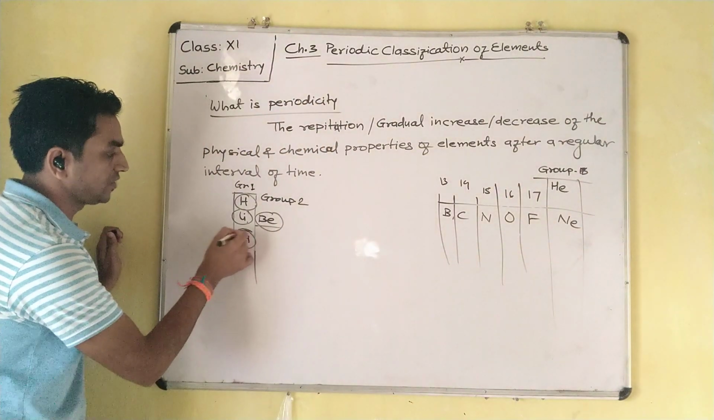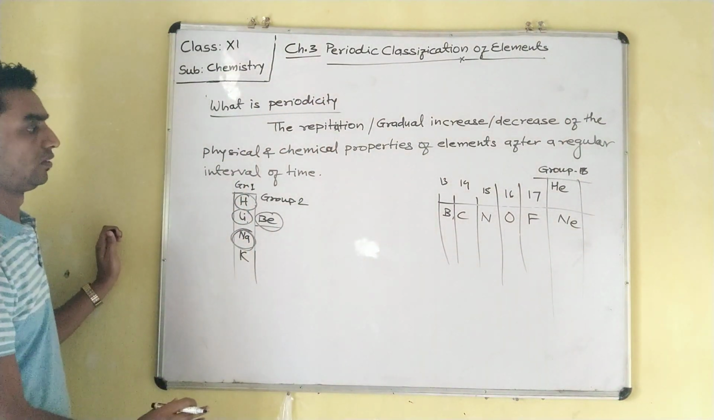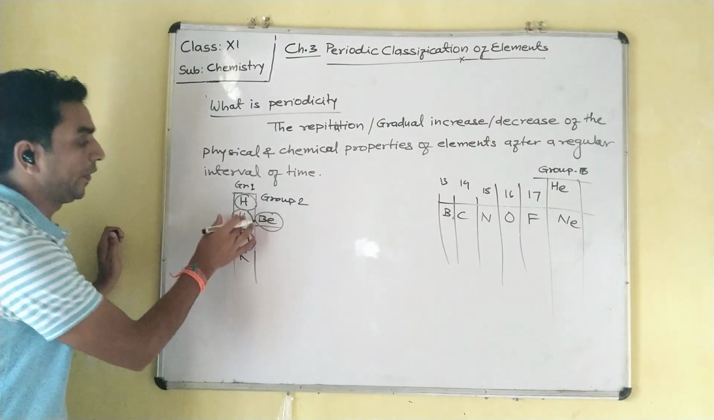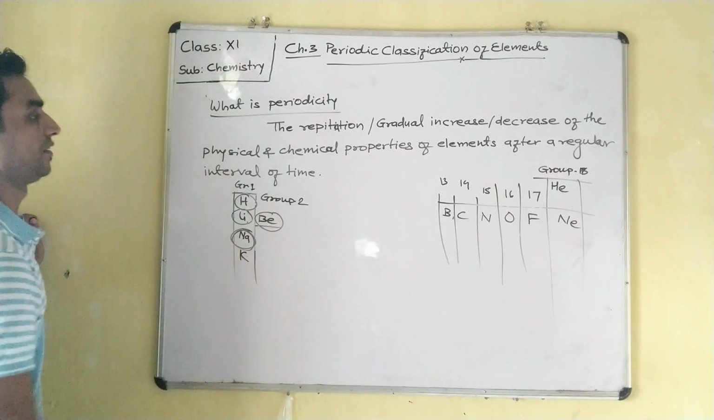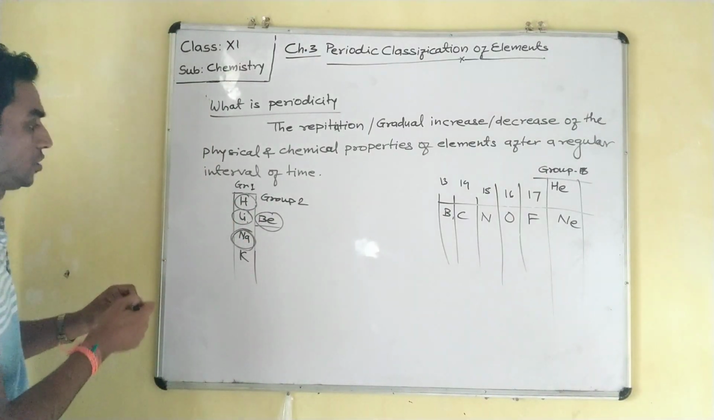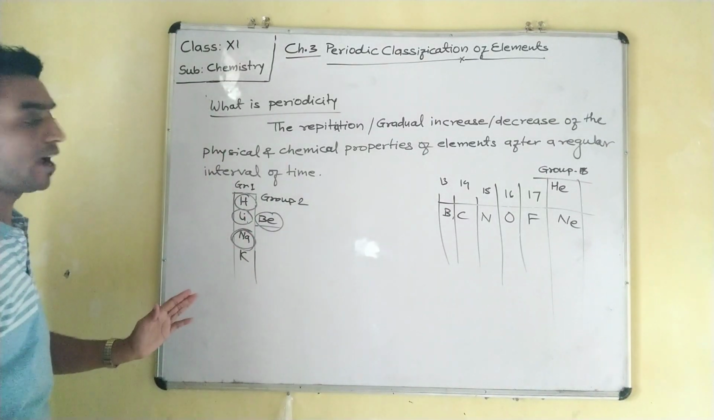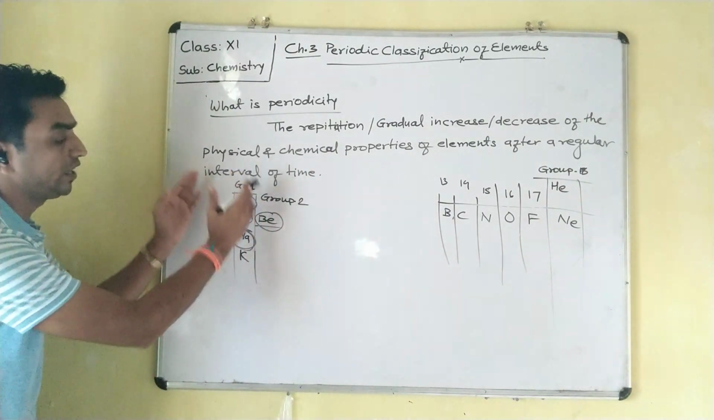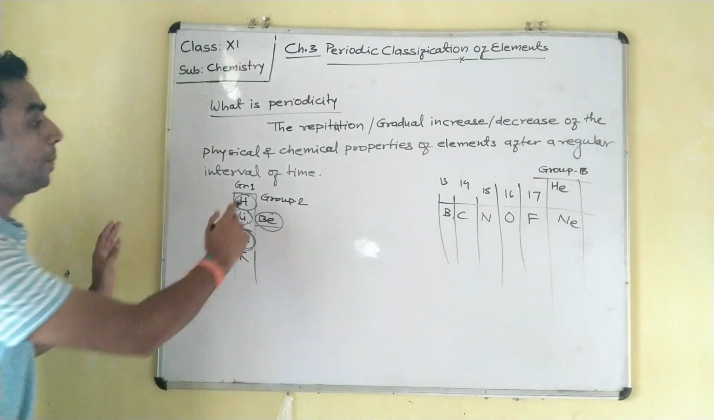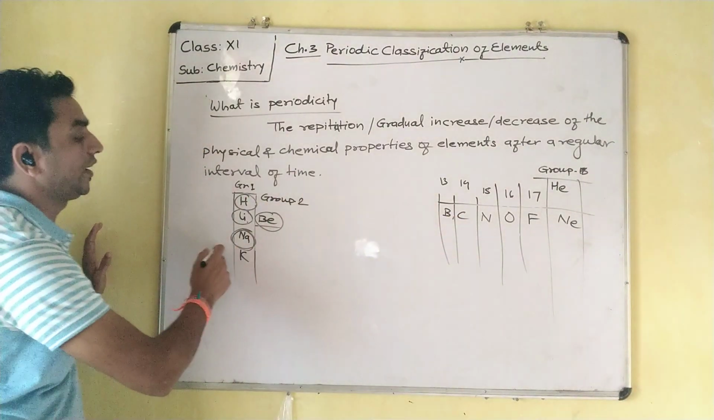Sodium again comes in group number 1, after beryllium, boron, carbon, nitrogen, oxygen, fluorine and neon. So the properties of lithium and sodium are similar; both of these elements have similar properties. I have already told you that in the same group the elements are placed on the basis of their similar properties.